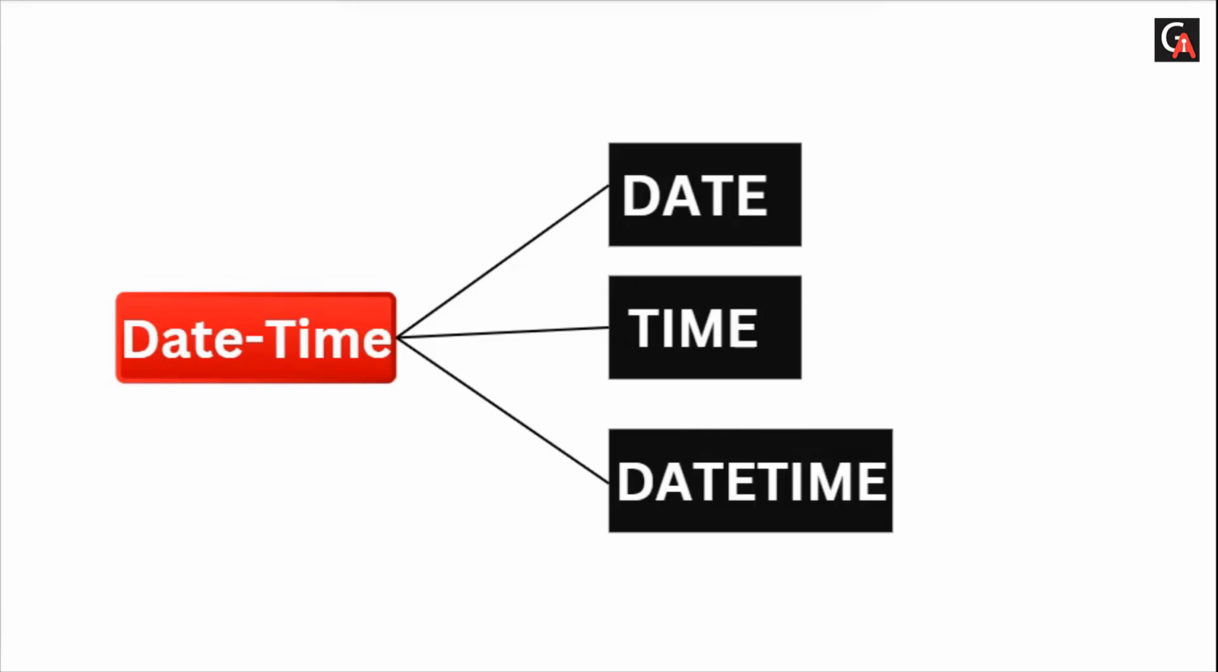Third, we have datetime. The datetime data type is used to store data wherein we require to store both date and time information. The format here is YYYY-MM-DD HH:MM:SS. This type of data is commonly used to store timestamps for events such as the time a record was created, when a transaction took place, or when an order was placed.